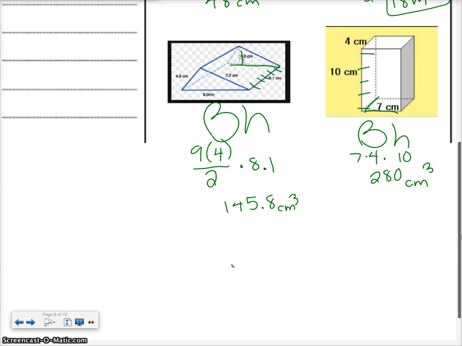Okay, so that is finding normal volume. Now we're going to construct the volume of a cylinder. So turn to your volume of a cylinder page.